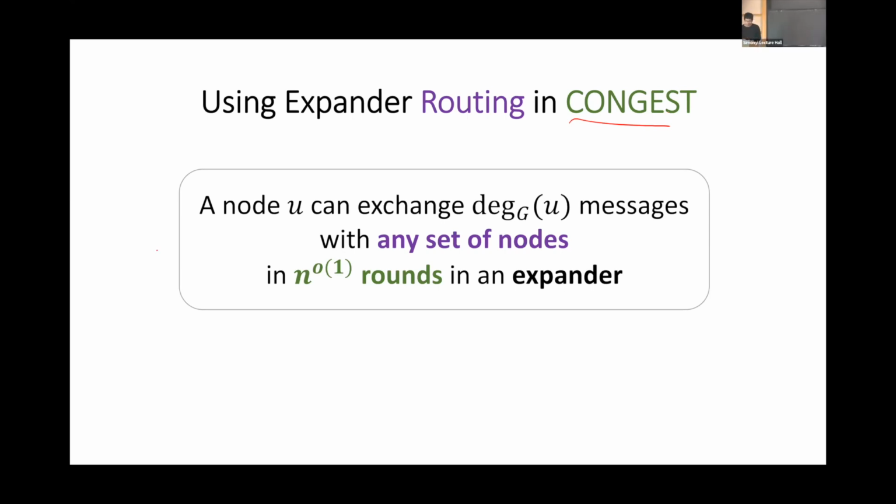And the reason is, if node U and node V are not neighbors, I can still find a short path between them anyway. And now I can just send a message from U to V through this short path. And the time to send this message is going to be this many rounds, because the path is short.